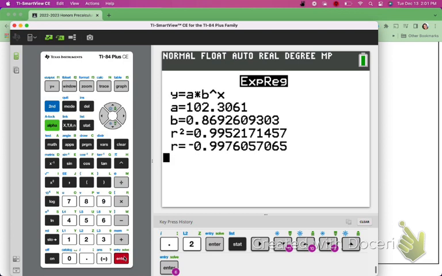And we get the following results. Did you guys get the same thing as me? I didn't get the R squared. Oh, that's okay if you didn't get the R squared. That just tells us how strong our model is. We'll do that for stats if you ever get there. Okay, so our equation is for A. Let's rewrite this. So Y is equal to 102.3061 times 0.8693 to the X.